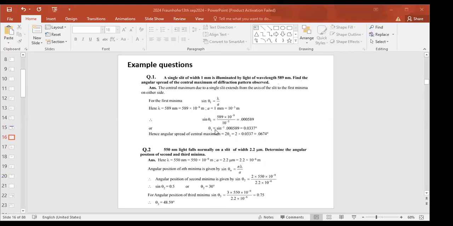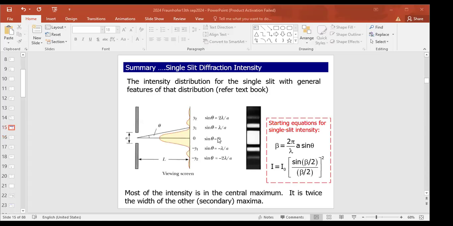So in these questions you have to use the simple equation, a sin theta is equal to m lambda, or whatever the lambda, right? Basically this equation.